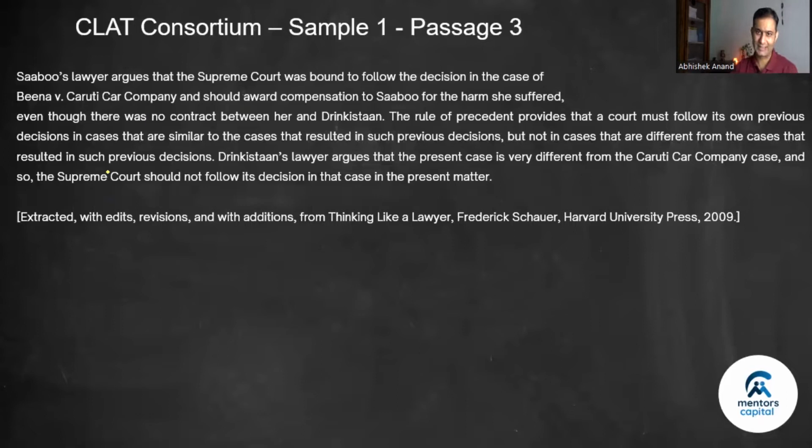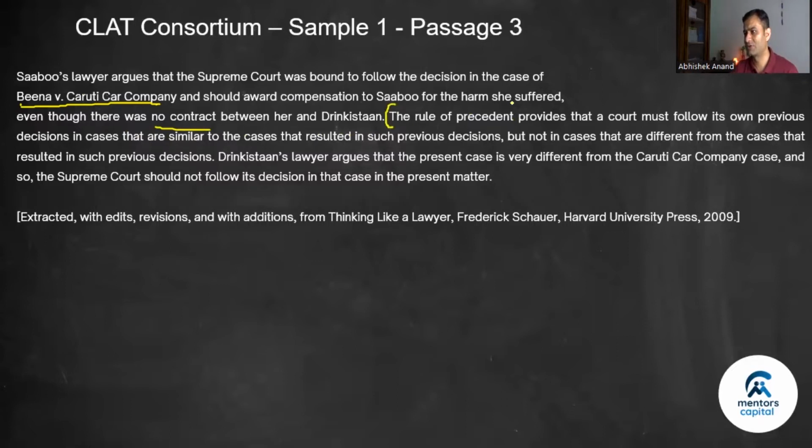However, let's look at this. Being this the case, Sabu के lawyer ने बोला क्या? Sabu's lawyer cited the case of Bina versus Karuti Car Company. In that case also, the company, जिसका जो victim था, उस party case में did not have a direct contract. वहां पे भी privity of contract को avoid करा था. So the same thing the lawyer is saying here, that the same principle applies here, even though there was no contract between her and the manufacturer.